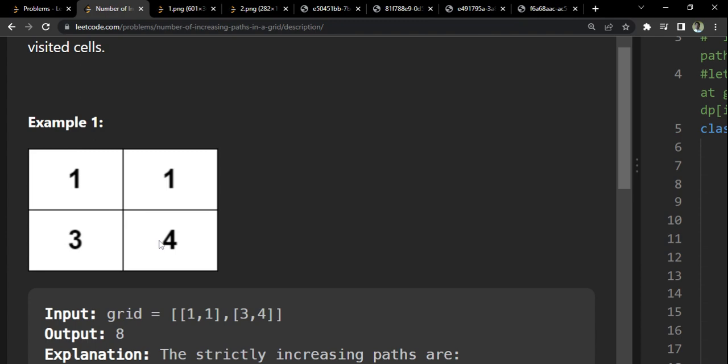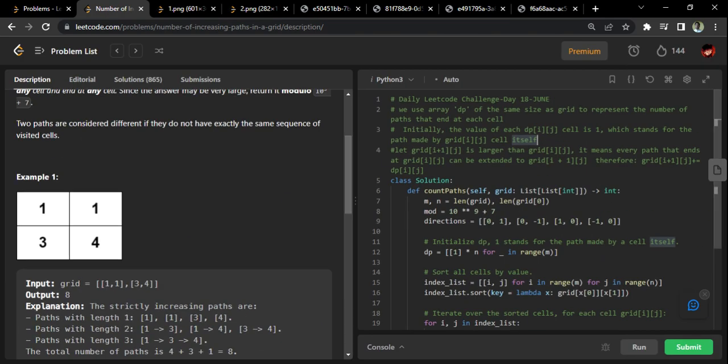What that means is what we are going to do, and that's what I'm writing here. Let grid of i plus 1, j be larger than grid of i, j. You can see i plus 1, j is basically the adjacent element of i, j. It means every path that ends at i, j can be extended to i plus 1, j. Therefore, we will add the value, sorry, not grid, it's basically the dp value. The dp value of i plus 1, j, we will add to this the value of the dp of i, j.